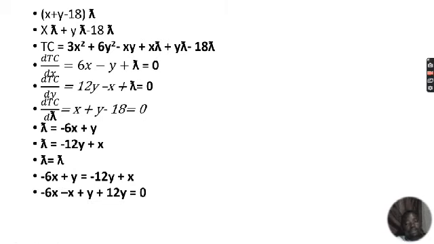Next, we are going to collect the like terms. So negative 6x is going to carry this x across, and it becomes negative x. This y is going to carry the 12y from the other side, and it becomes positive 12y, which is equal to 0. After that, reduce it. Negative 6x minus x gives us negative 7x, and y plus 12y gives us 13y, which is equal to 0.